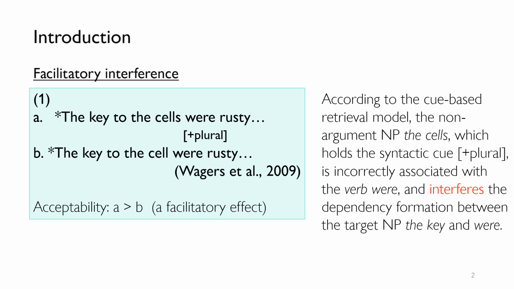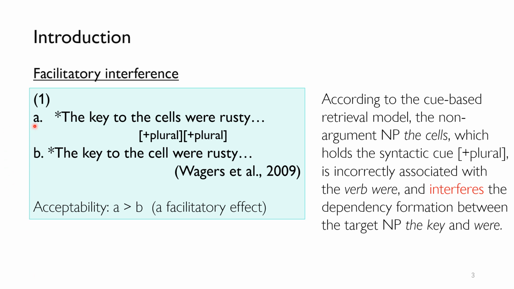According to the Q-based retrieval model, when a non-argument constituent holds a similar feature or Q to that of an argument of a predicate head, or the verb in the example 1, the non-argument NP is incorrectly retrieved from working memory and is associated with the verb and interferes with the dependency formation between the target NP and the verb.